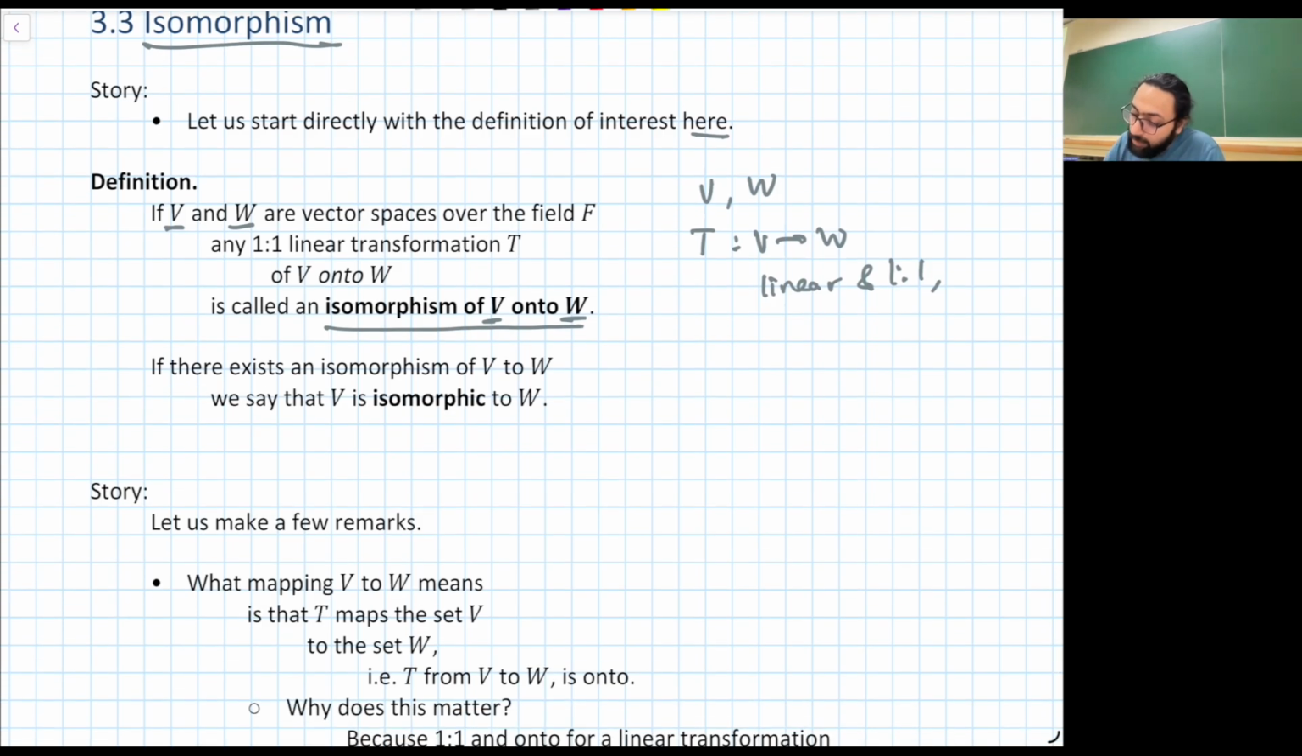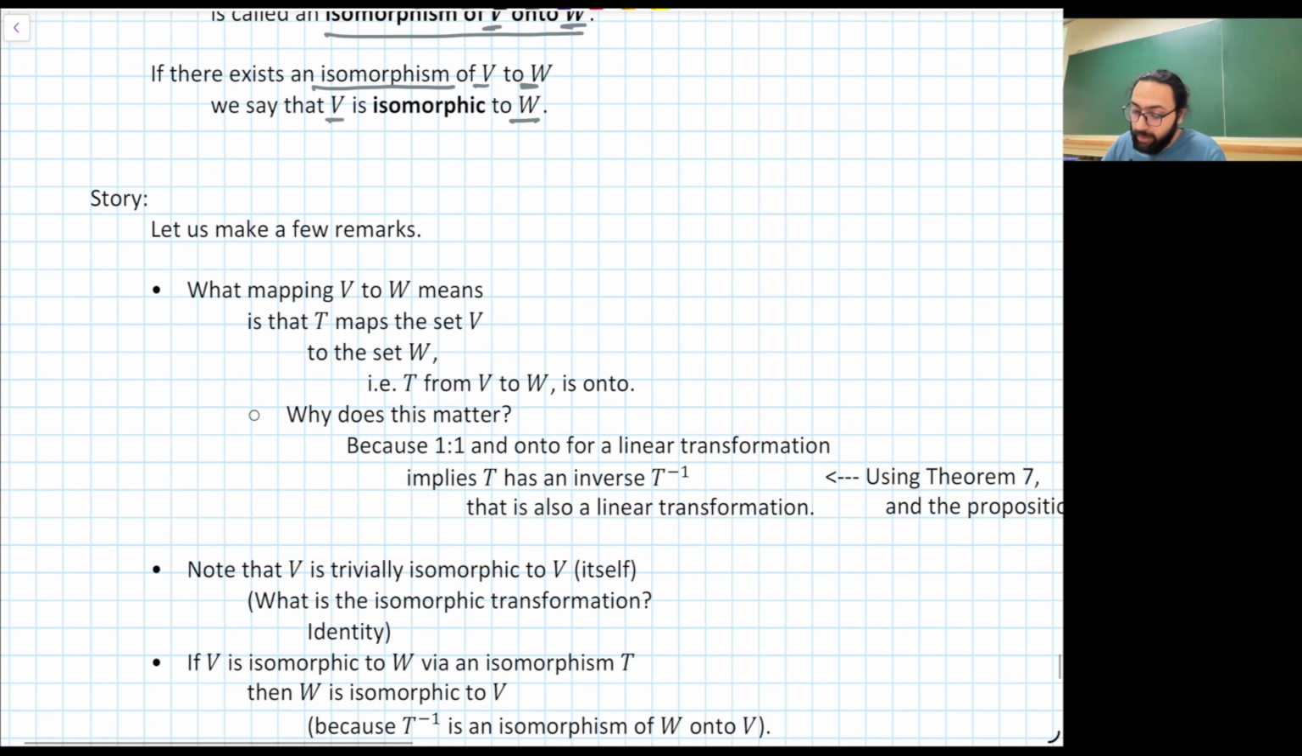And if such an isomorphism exists, then we would say that V is isomorphic to W. Is that the definition? Okay. All right. So let's continue then. Let's make a few remarks.